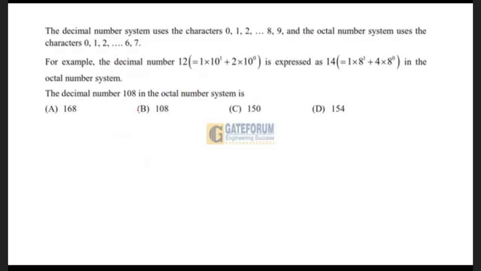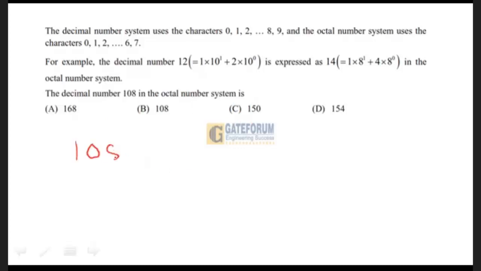So decimal number 108 in the octal system is what? Now in the options, no base has been given, which basically means that they are of base 10. So how do you do that? When you convert the decimal number 108 in the octal system is how much? So this is octal. So how do you convert a decimal to an octal?